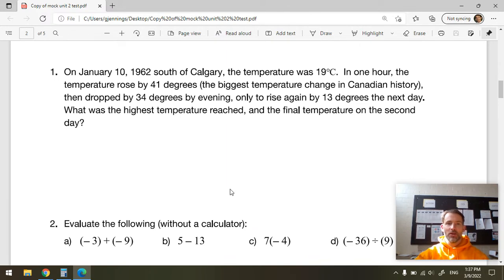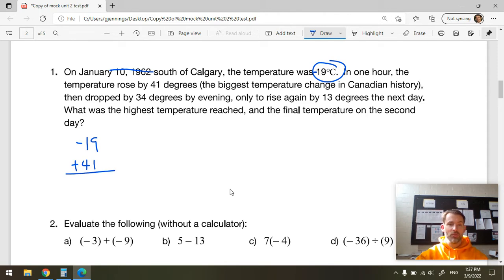So let's do it. Okay, so the first thing that I do with a question like this is read it and say, all right, I know that we're talking about January 10th, 1960, but I want to know what's the highest temperature reached and the final temperature. So these numbers, I don't need them. But this I need. Negative 19. Okay, so there's a typo there. Negative 19 degrees is our starting point. So we start at negative 19. In 1 hour, the temperature rises by 41 degrees. And then the next day it drops to 32 degrees. But let's find out what this is.